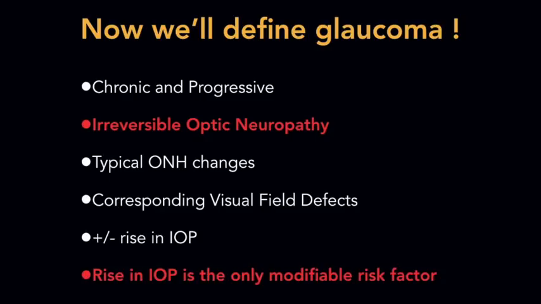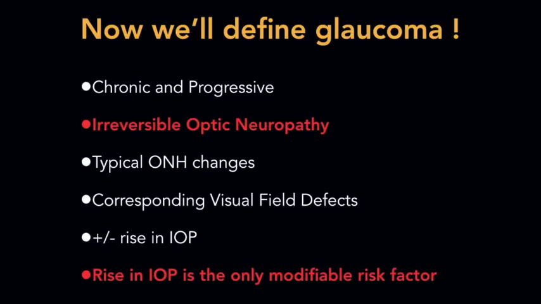Now, glaucoma is a chronic and progressive disease. It's a chronic and progressive disease which is characterized by irreversible optic neuropathy. The nerves once damaged in the optic nerve cannot be reversed back. There are some exceptions, but most commonly it is an irreversible optic neuropathy which has very typical optic nerve changes. You cannot attribute these optic nerve changes to any other diseases. They are so unique to glaucoma.